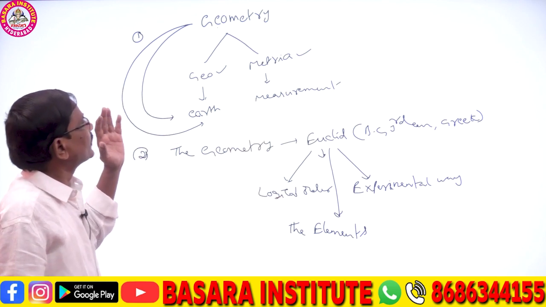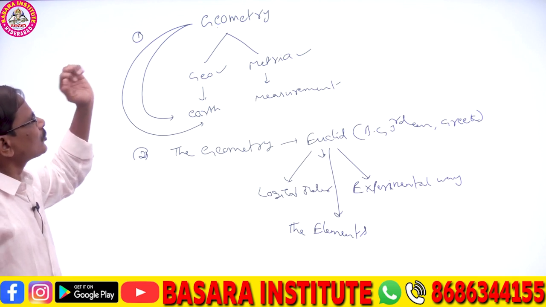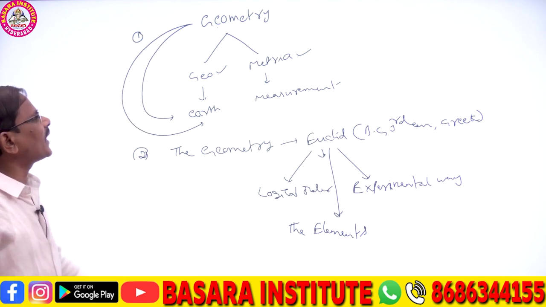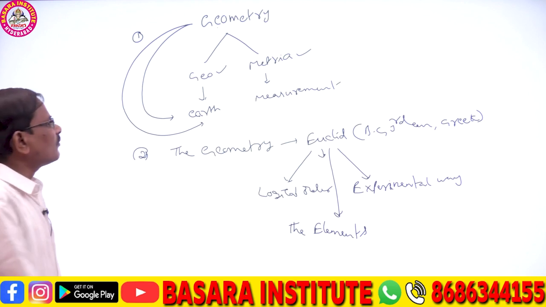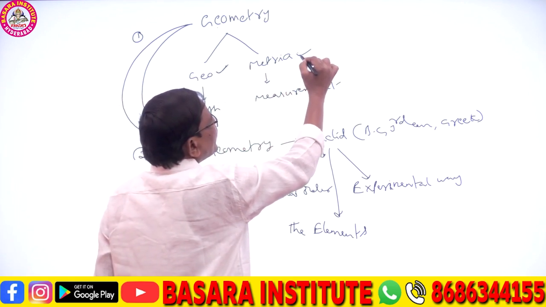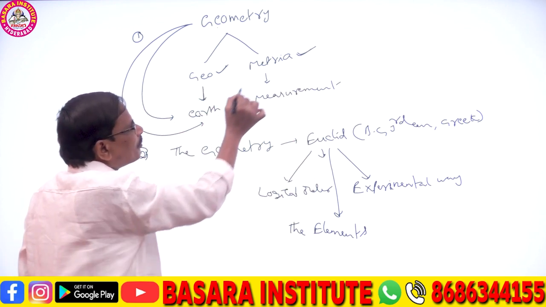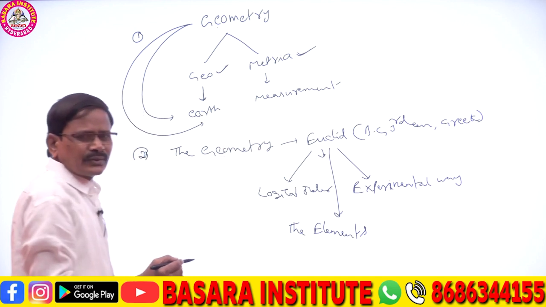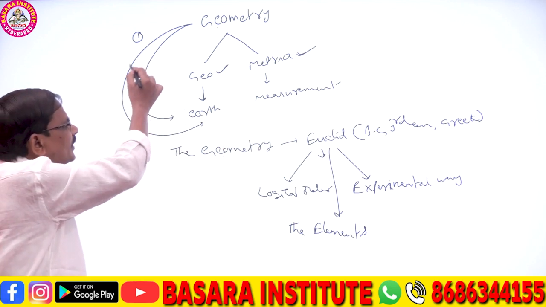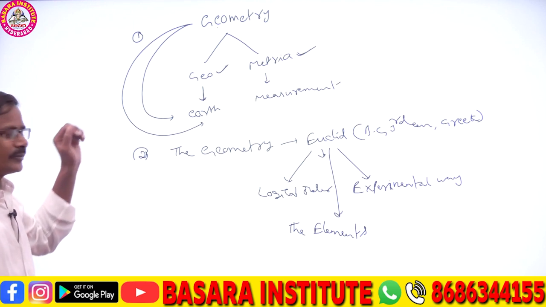Right? Once again, geometry. What is geometry? The English word geometry can be derived from 2 Greek words. The first one is geo and the second one is metria. Geo means an earth. Metria means measurement. So, simply, geometry means measurement of an earth. That is the first one.